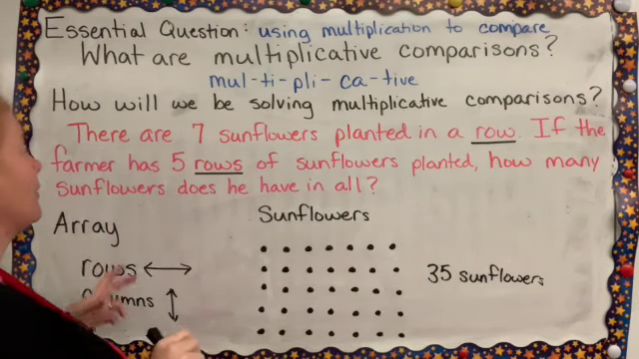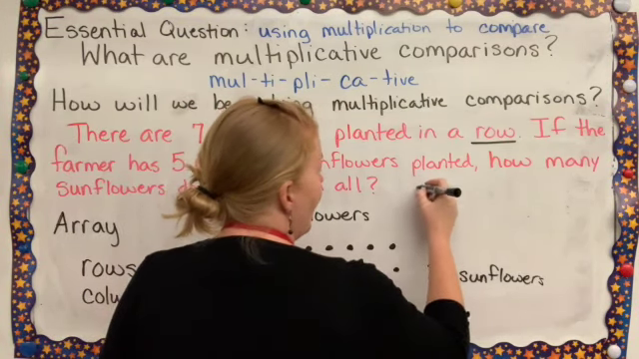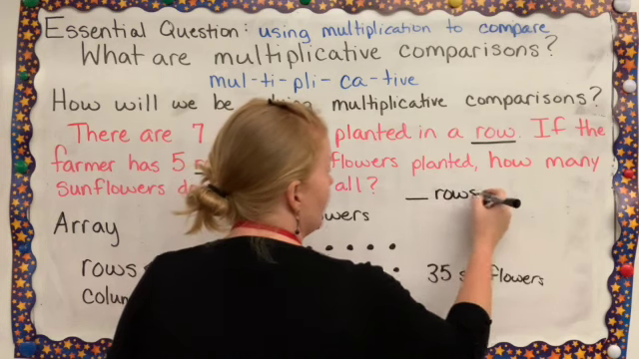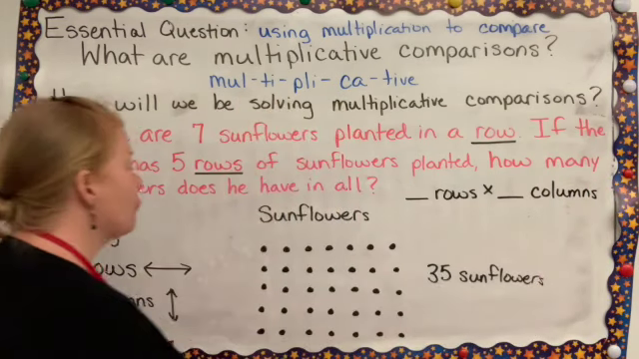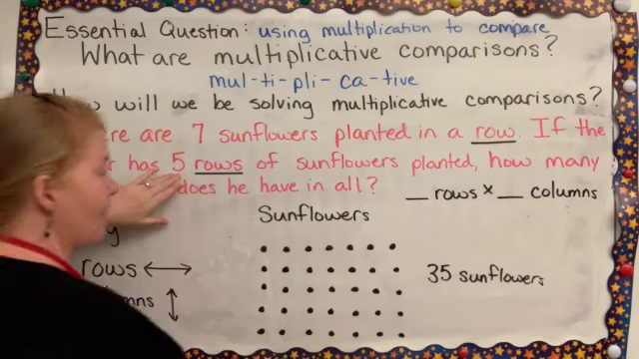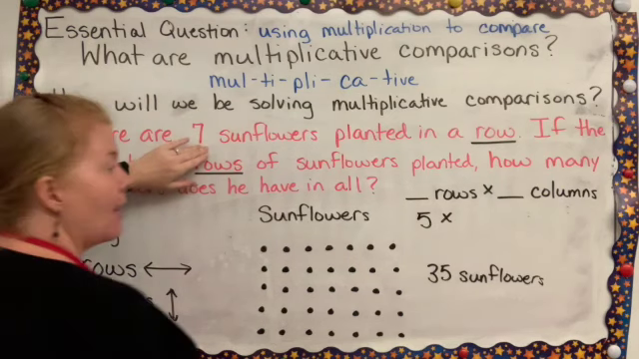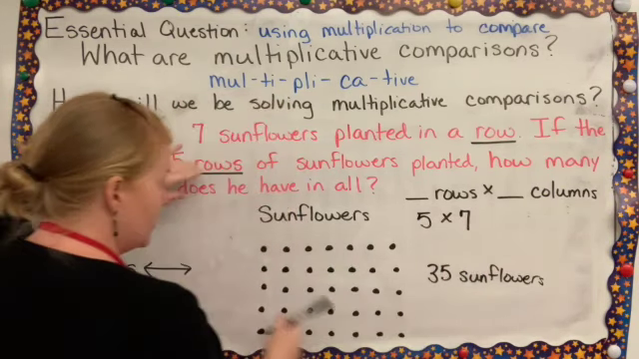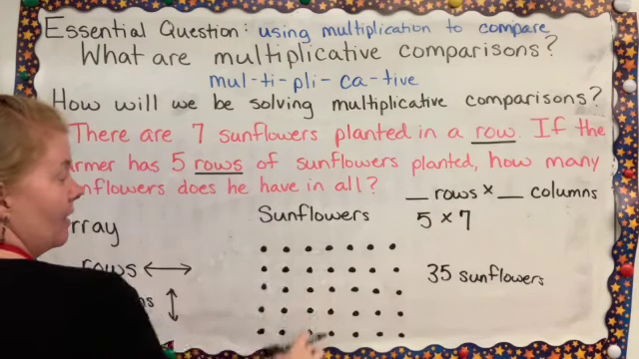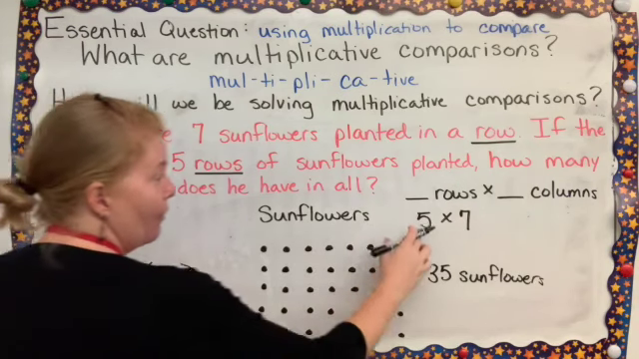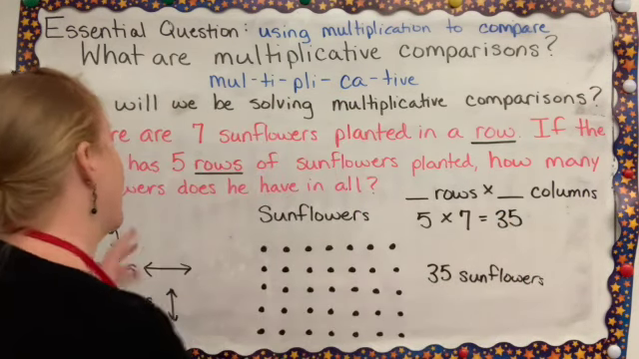Just so you know, we have to start with our rows, because when we write a multiplication equation, we write it as blank rows times blank columns. So how many rows do we have? We have 5 rows, so my equation should be 5 times 7, because 7 sunflowers are in each row. Those are my columns. I have 7 columns. I have 5 rows going this way, and I have 7 columns going this way. So 5 times 7 equals 35. So I have 35 sunflowers, or the farmer does.